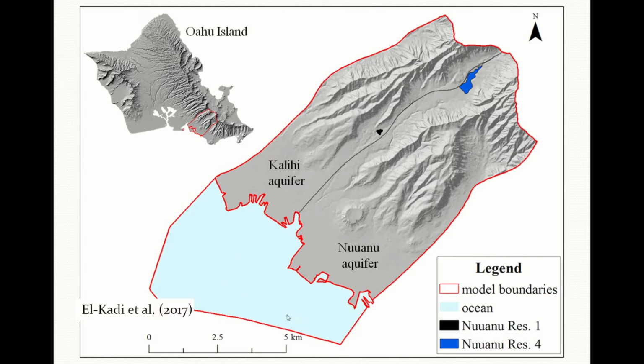So here are the study sites. This is Kalihi and Nuuanu aquifers, and this is Nuuanu number 4, where surface water will be harvested and injected in this area near Nuuanu number 1. So the objective was to see if it is feasible to collect water and to study how the aquifers respond to that.